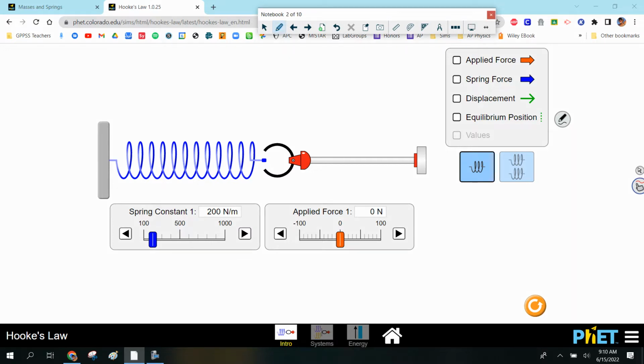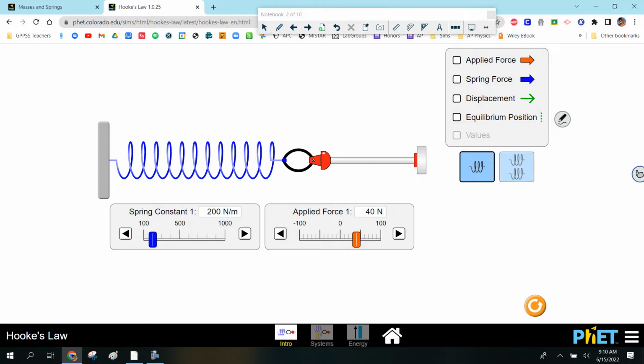So what we've got here is this little arm. This is analogous to your hand pulling on the spring, okay? If we try to stretch it a little bit, I'm going to apply a force here of, whatever, 40 newtons. Cool? So what that just did is I've applied a force. I'm holding it at rest, so that means the spring force is the same.